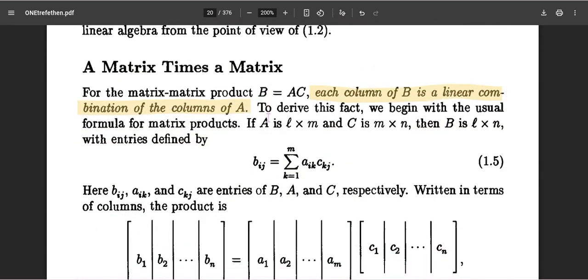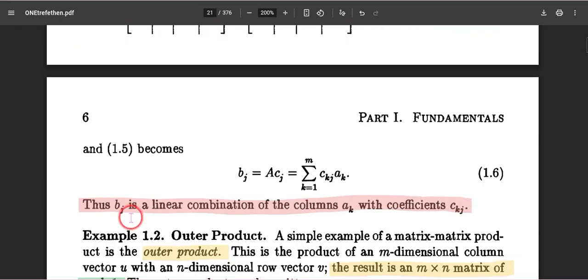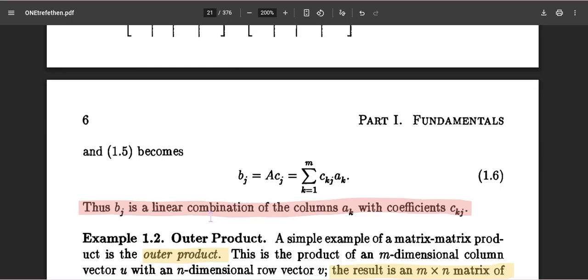Similarly, a matrix multiplication can also be viewed this way. Each column of B, like b_j, can be expressed as a linear combination of the columns of A. For example, the jth column can be represented as a linear combination of columns k, with k equal to 1 to m, with the coefficients of expansion coming from the jth column of C. So this is the interpretation for matrix multiplication.